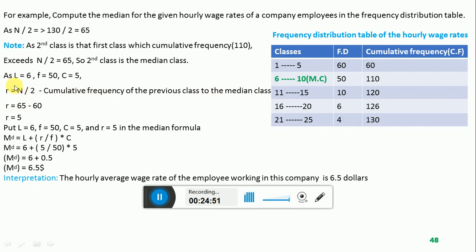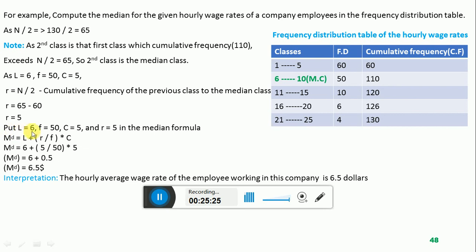Now n over 2 we calculated is 65. And now the cumulative frequency of the class previous to the median class: the first class is the previous class to the median class, and its cumulative frequency is 60. We put this in the formula to compute the required number of data items to reach the cumulative frequency n over 2. So 65 minus 60, R is equal to 5.